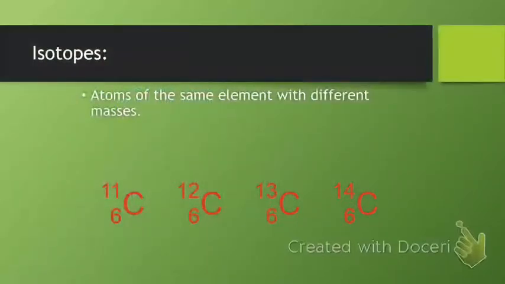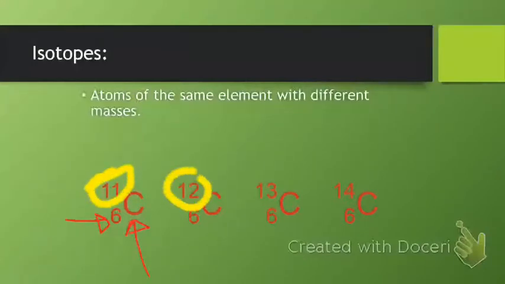Now, it is possible for atoms to be of the same element but have different masses. So if we look at this example here with carbon, there are 4 different possible masses for a carbon atom to have. They are all going to have 6 as an atomic number, because they all have 6 protons. But if you notice, the mass number for each of these changes. We have 11, 12, 13, and 14.